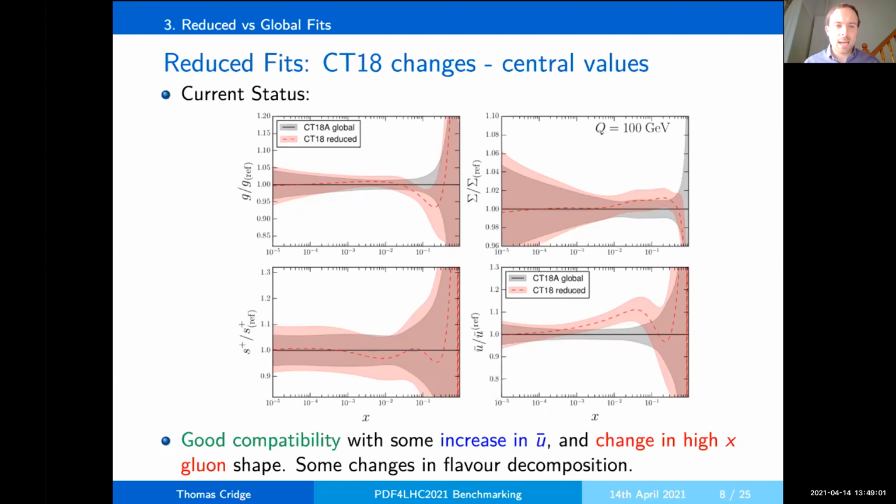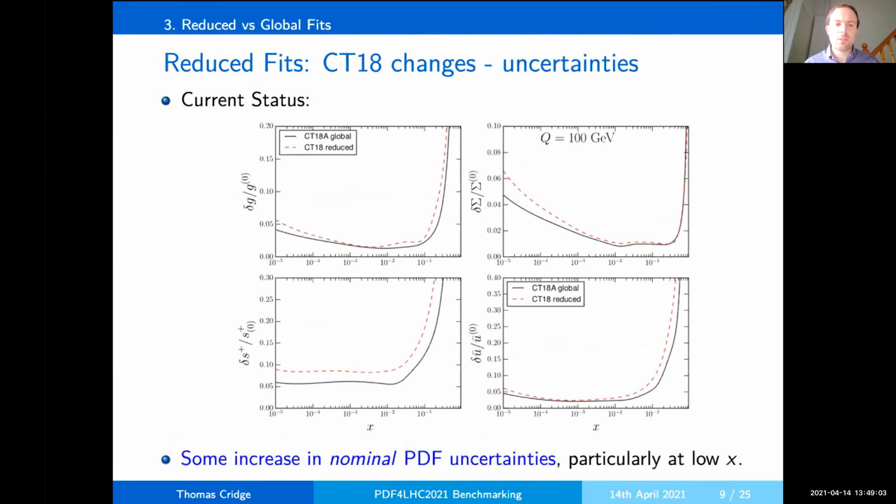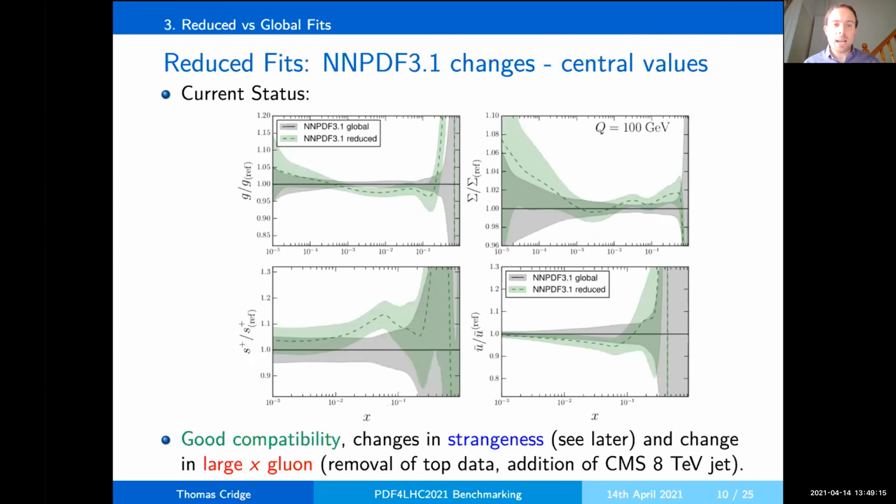If you move on to the next slide, we also see the uncertainty comparison for the CT18 reduced fit. You can see here there's some increase in the nominal PDF uncertainties from the global fit to the reduced fit, particularly at low x. Moving on, you see the same comparison for NNPDF 3.1 with their reduced fit in green relative to their global fit in gray.